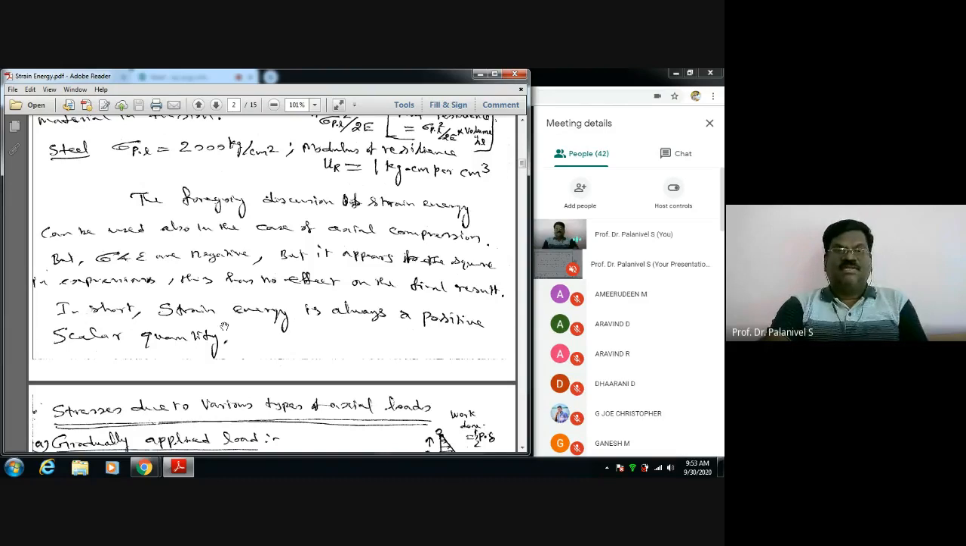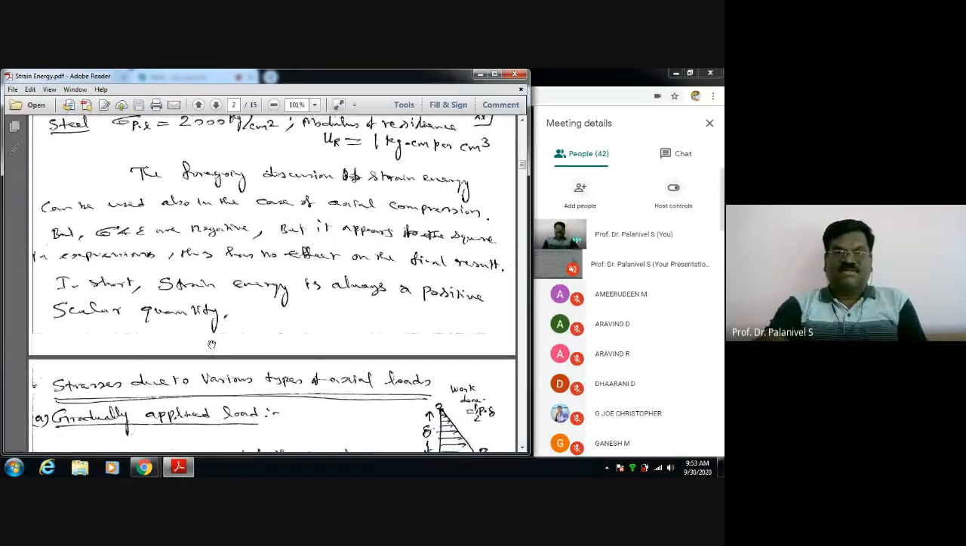So in short, strain energy is always a positive scalar quantity. Either you deal with tension or compression, the strain energy value will be the same. Right, we will see its application.